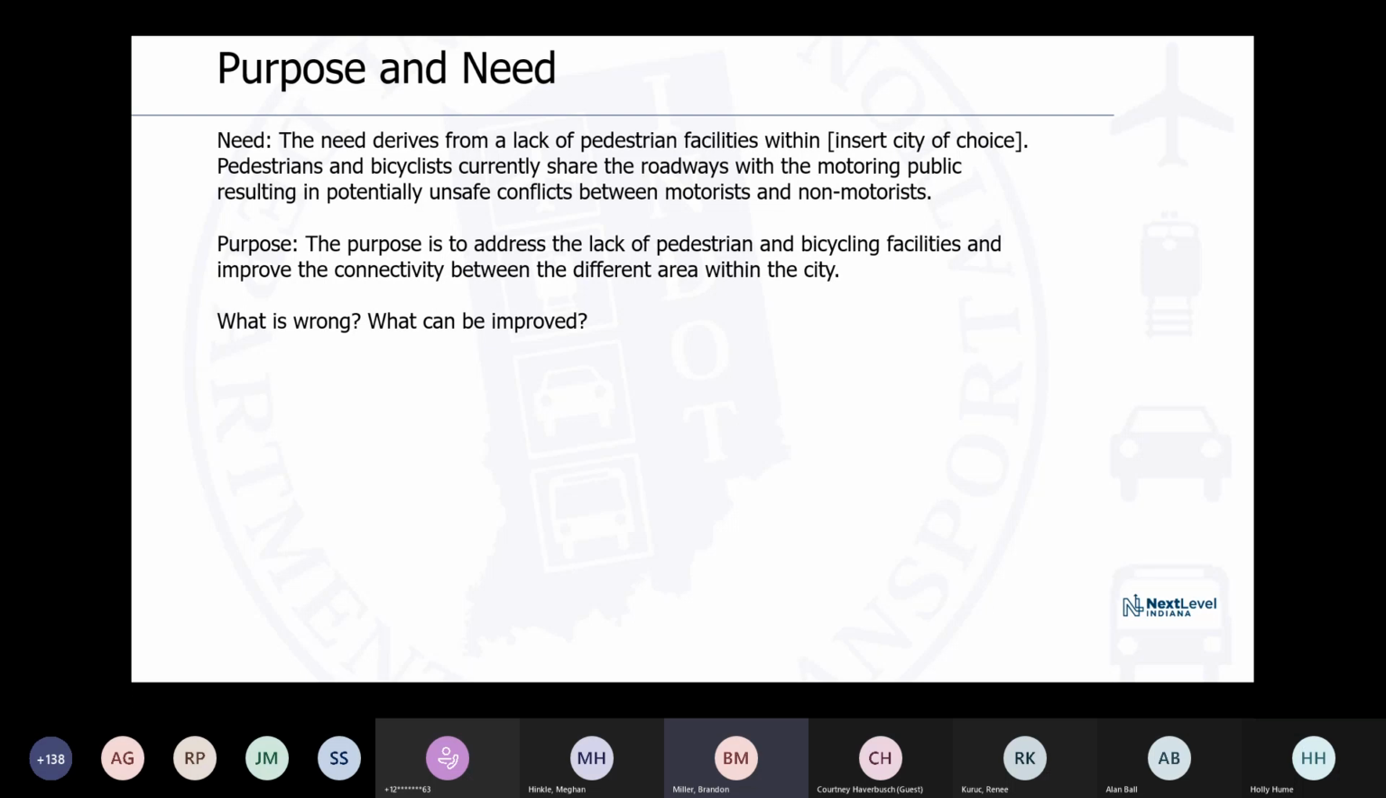The railing may be perfectly fine, but it is not necessarily a safety issue. When it comes to pedestrian facilities, it's not always safety that's the driving factor. Maybe there are actually no ADA curb ramps in a community. That's an accessibility issue. It's not necessarily a safety issue that could be driving your project.